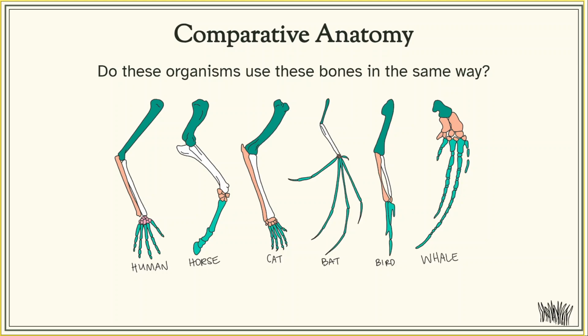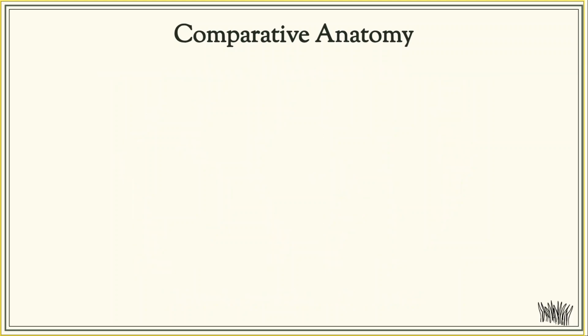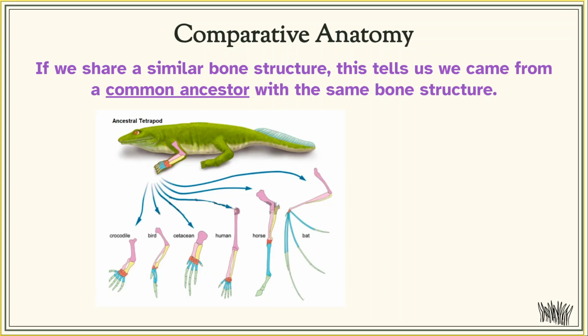So do these organisms all use these bones in the same way? No, they all have different functions. We use our arms for grabbing, horses use theirs for running, bats use theirs for flying, whales use theirs for swimming, but they're all the same. So when you see this structure of same bones, different functions, this shows us we have a common ancestor. You're going to hear this word, common ancestor, a lot through the topic of evolution.